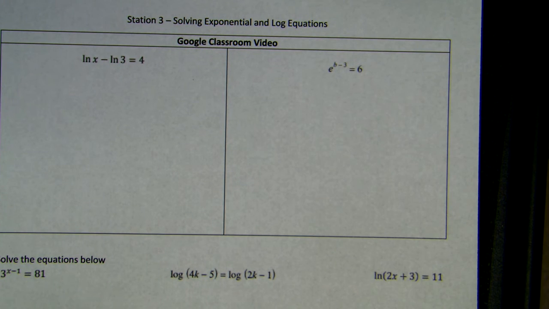We have solving exponential and log equations. So this is what we've been doing the last couple days. So we're going to have fun with this one. We have natural log of x minus natural log of 3 equals 4.